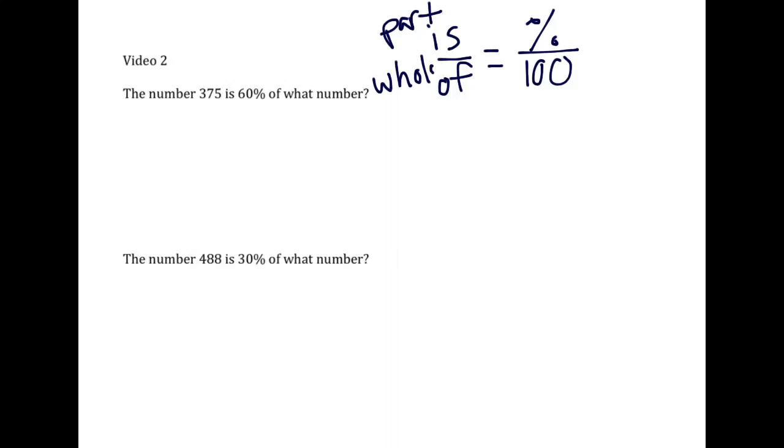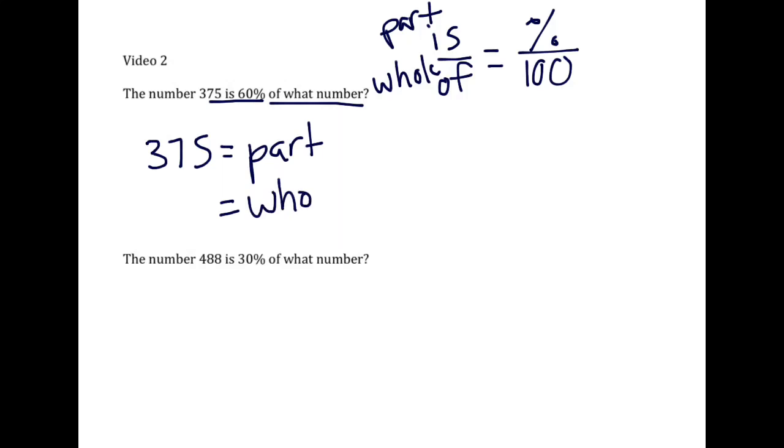So I need to remember when I'm saying my percent proportion, my percents always go over 100, and then the word is usually indicates the part, and the word of usually shows the whole thing. So when I'm looking at this, the number 375 is 60%, so that's the part. And I'm looking for of what number? Of is the total or the whole thing, so that's what I'm actually looking for in this problem.